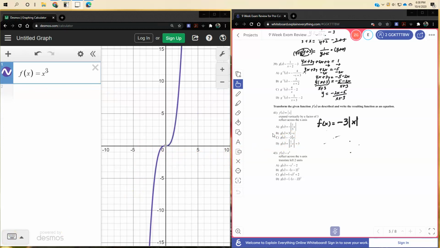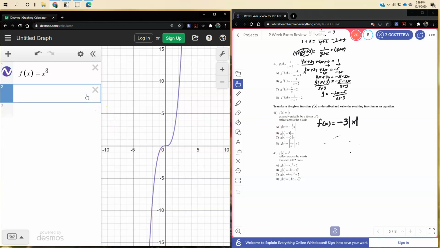Transform the given function f of x as described and write the resulting function as an equation. So f of x equals x cubed. So that is the parent function. What we want to do is we want to reflect it over the x-axis and translate 4 units to the left. So to reflect it, you will have to have a negative in front of the x cubed. So that's what I'm going to write here. I'm going to write a negative right in front. So look at Desmos here.